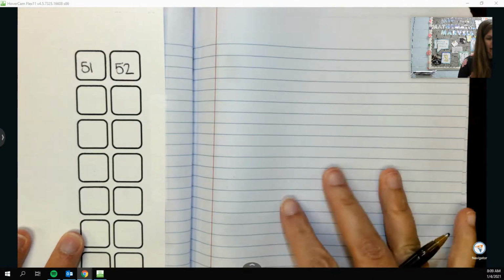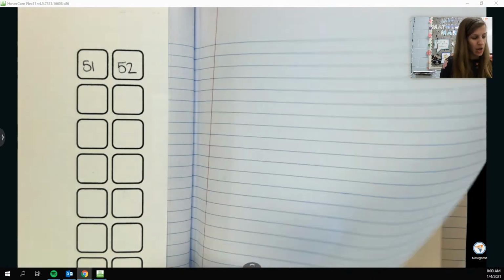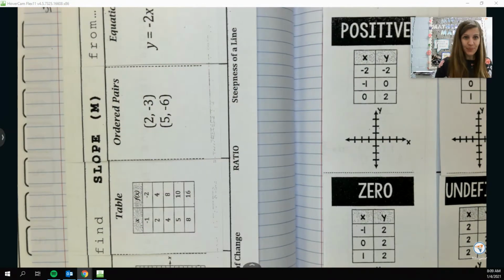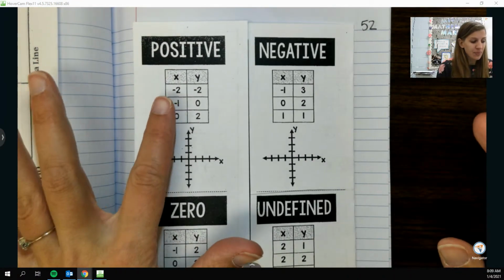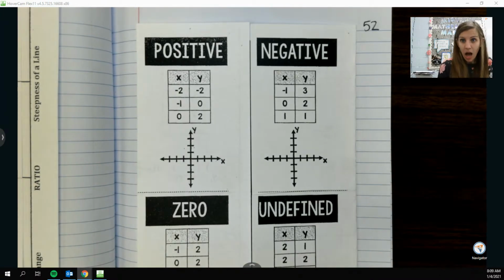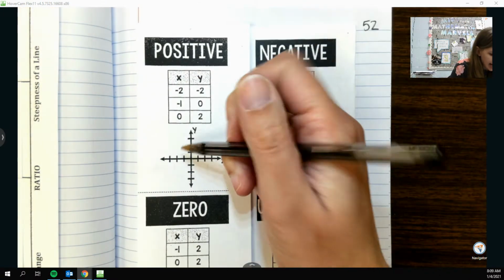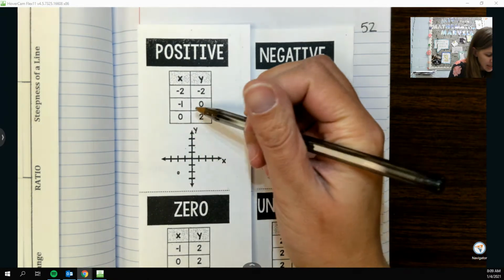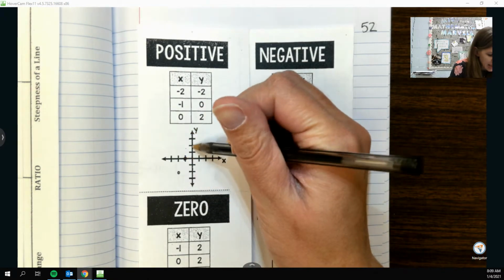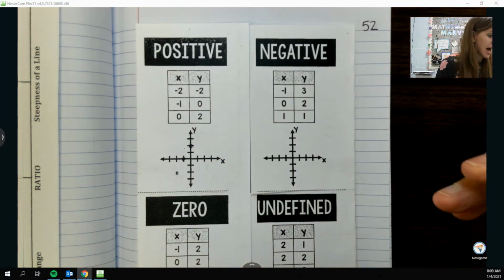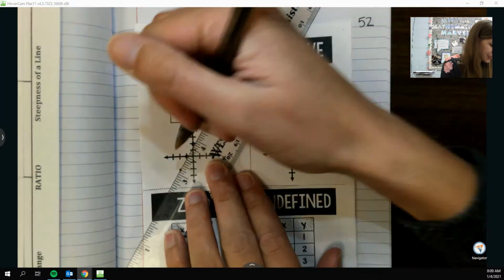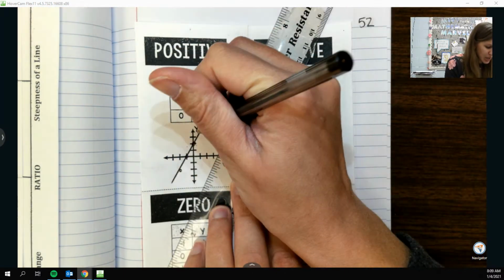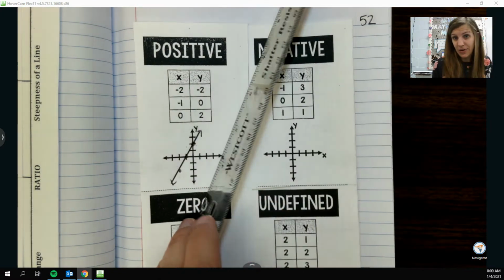Now, if you remember, we didn't put anything on this page. We didn't number it. So if we turn the page to 51 and 52 right here, I actually want to start on 52. So if I plot each of these points on a graph, so from this table, if I plot -2, -2, -1, 0, and 0, 2, I like to get a really nice straight edge and draw that line, which will continue forever in the same manner that it's going right now.